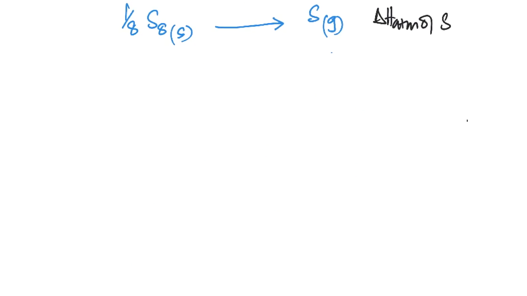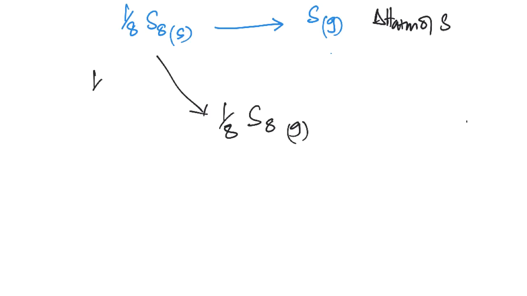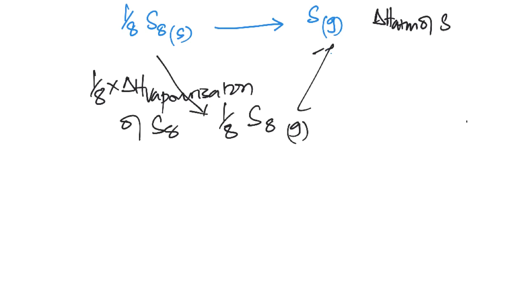Like look at the last thing I gave, sulfur, right? You can first convert to S8 gas. So you could have, this is 1/8 the vaporization of sulfur. And then this to this. This is 1/8 what? The bond energy of sulfur in S8. Because S8 mein kaun se bond hote hain? You know? But yahan kitne bond toot rahe hain?